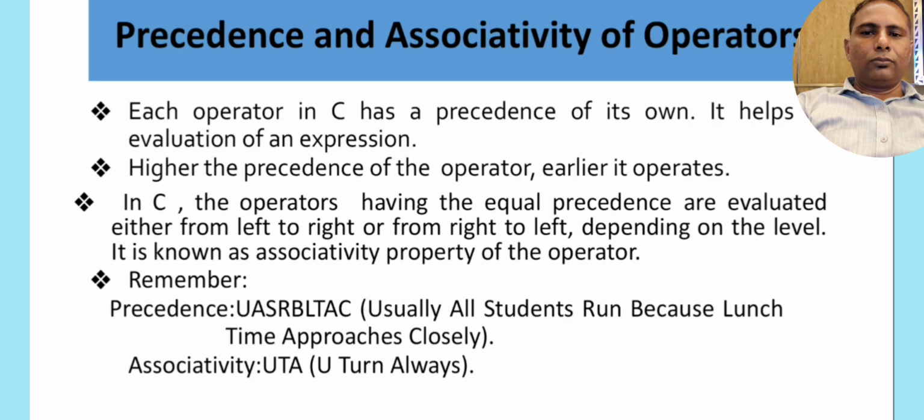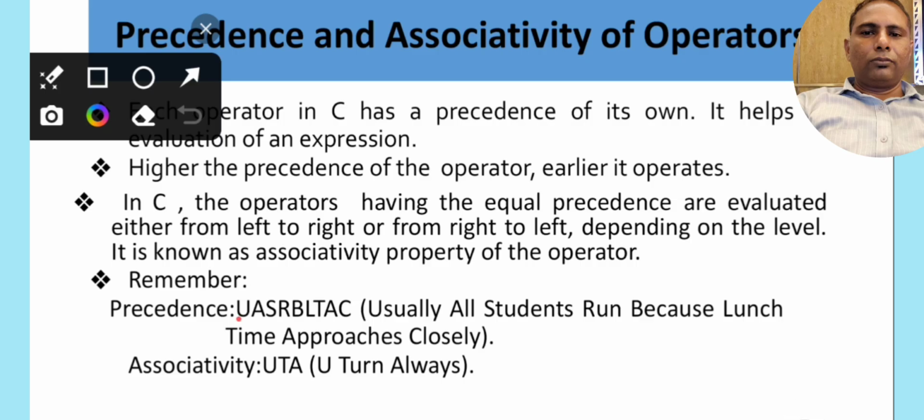So how can we remember the precedence of these different types of operators? Usually all students run, because when are most children happiest? That is, when lunch time is about to come. So U for unary, so unary operators have higher precedence and the comma operator has lower precedence.